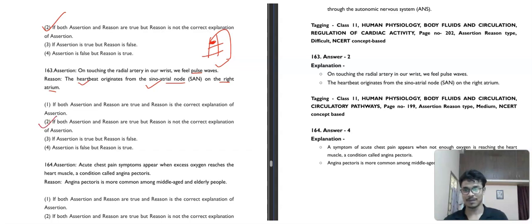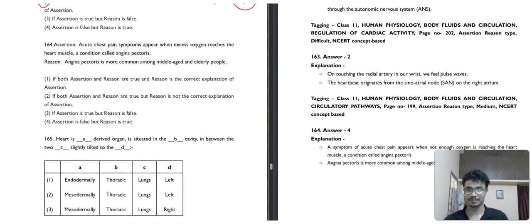So both are correct, but reason is not the correct explanation of assertion. Then question number 164, I guess. It is saying that acute chest pain symptoms appear when excess oxygen reaches the heart muscle, a condition called angina pectoris. Not at all. It is like less oxygen is present, like absence of oxygen.